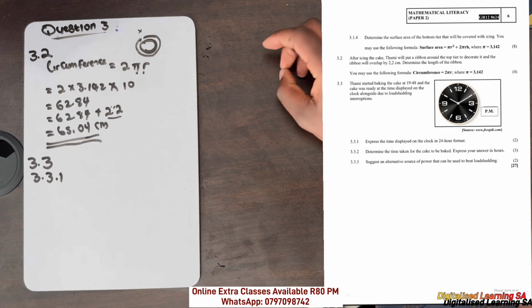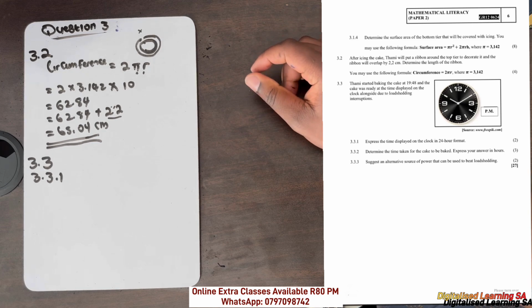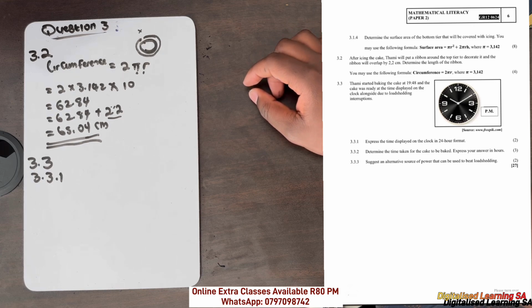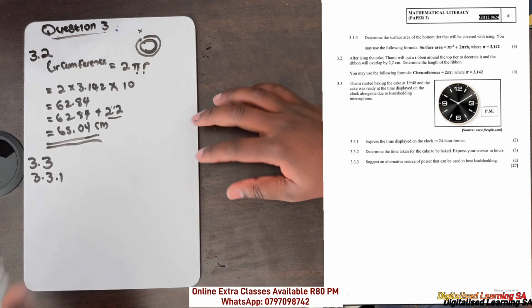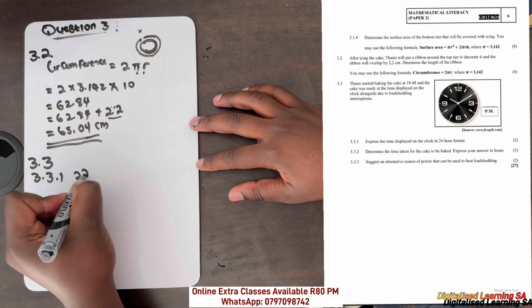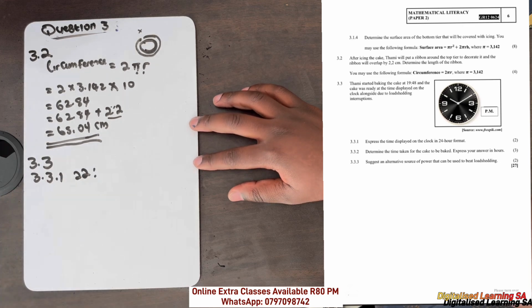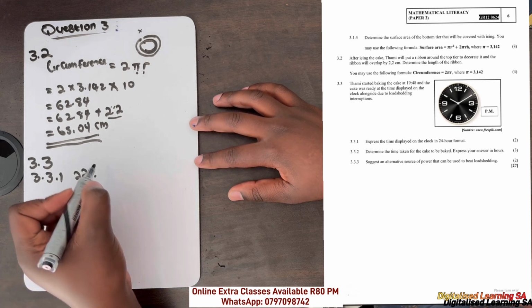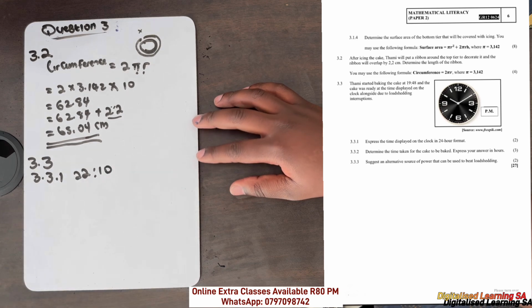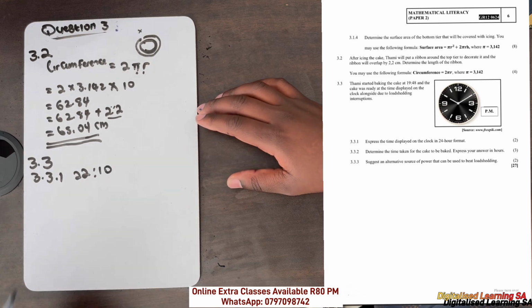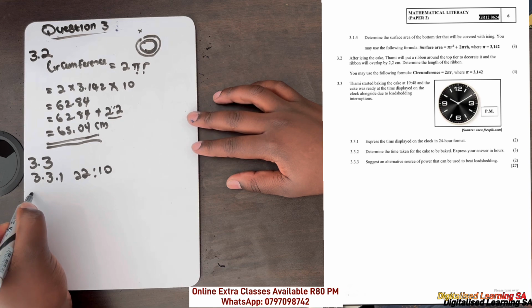So we can see that the small arrow is pointing at 10, meaning that our time will be 22, and the bigger one is pointing at 2, which means 10 past. So it will be 10 past 10. Okay, so now let's move to our second question.